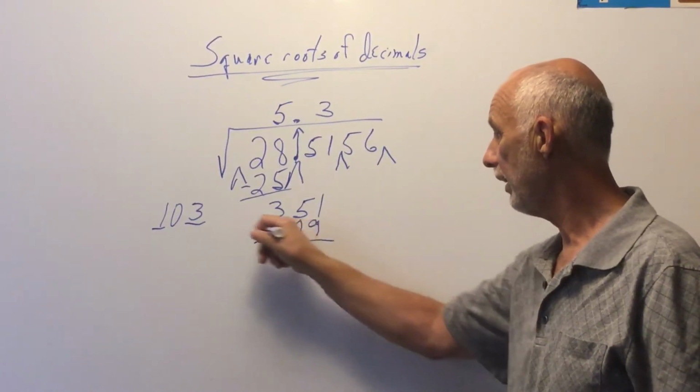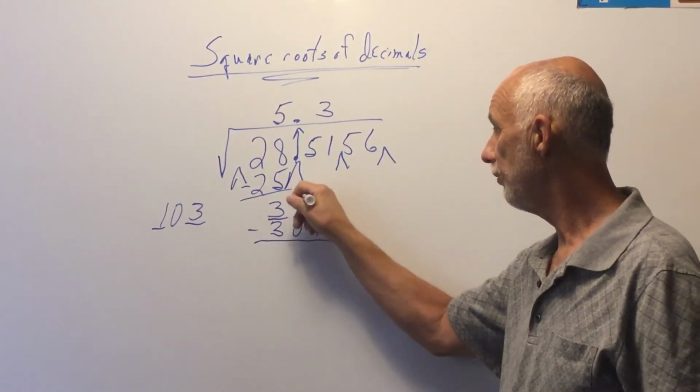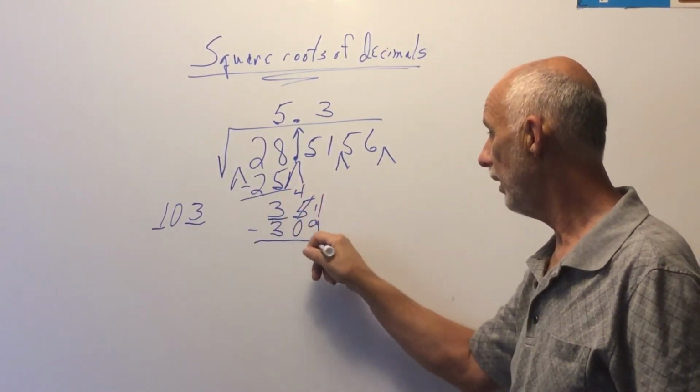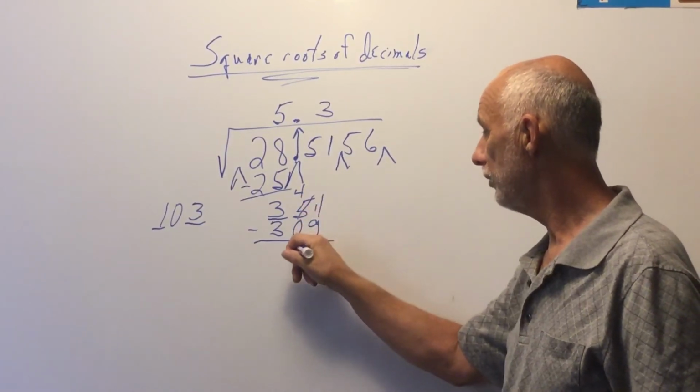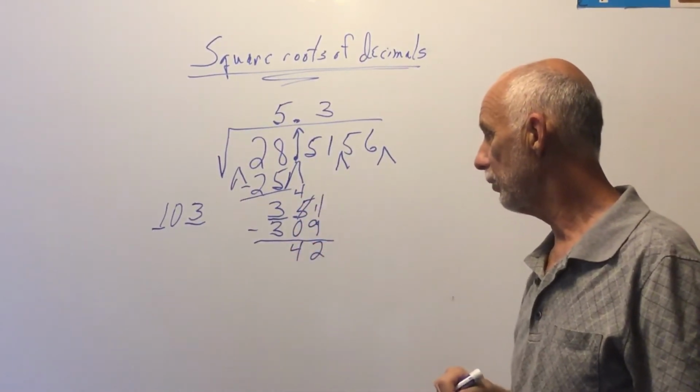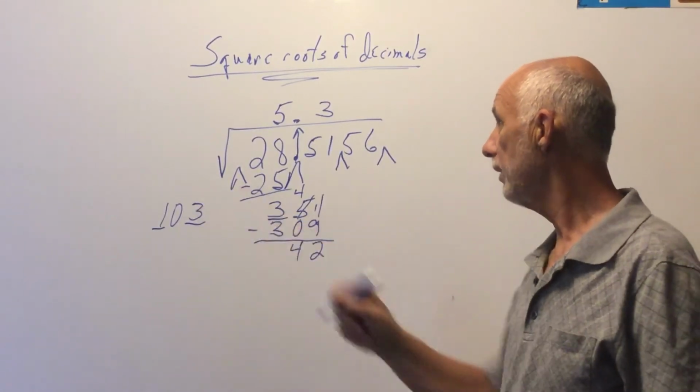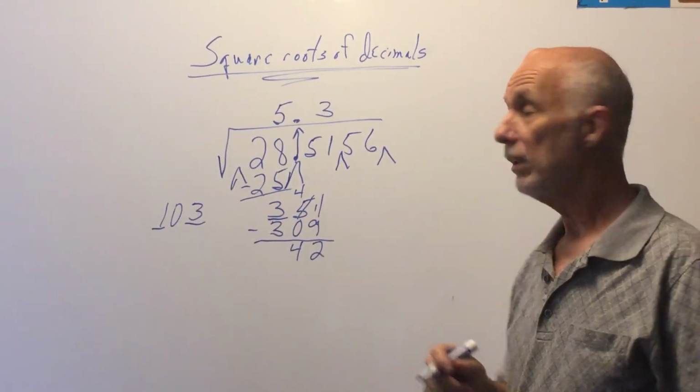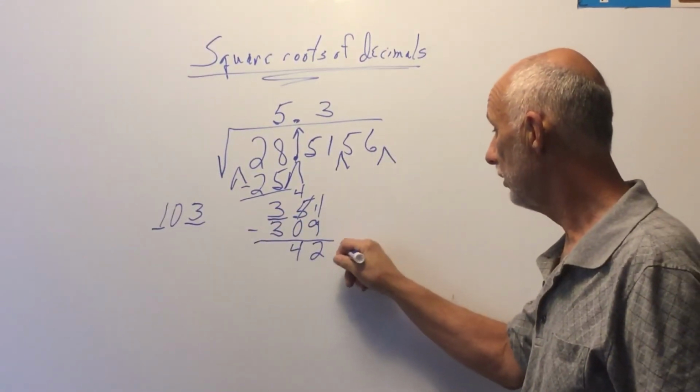I can subtract, borrow from the 5 and make it a 4. 11 minus 9 is 2. 4 minus 0 is 4. I didn't guess too little. 42 is less than that. Bring down the next mark off, 56.